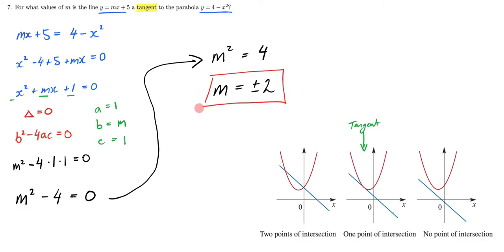We're going to encounter tangents further on in math methods, and I hope to come back to this question and really explore it more, because it really is quite a pretty question. But nevertheless, to answer it, we used our knowledge of the discriminant and came to the answer that m is going to be either plus or minus 2. Hopefully this was helpful to you.